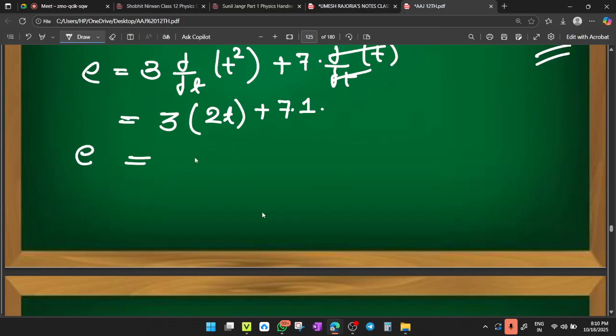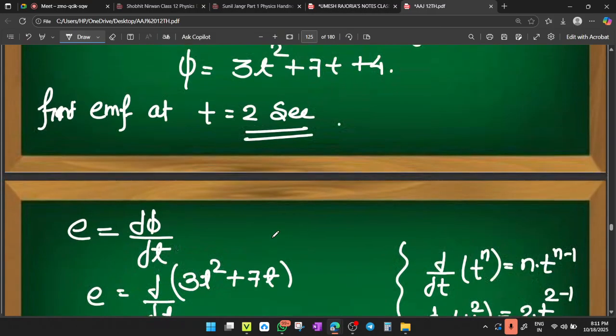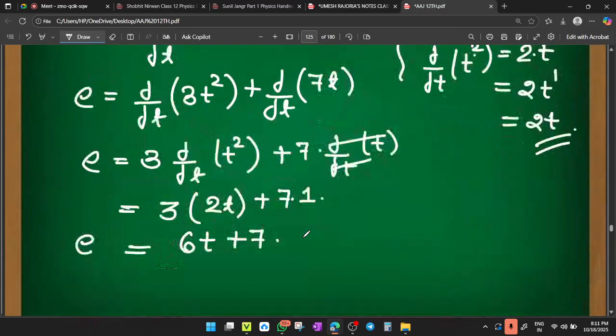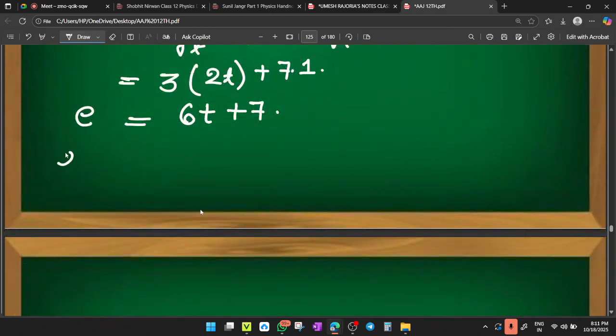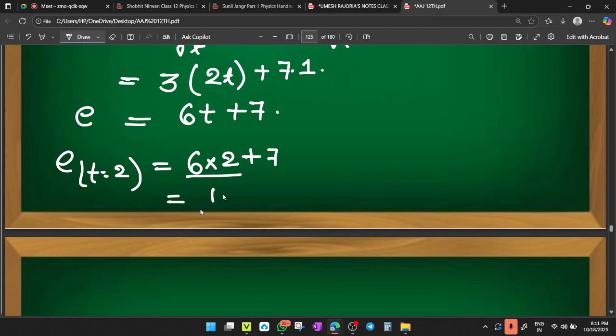So EMF produced equals 6t plus 7. Right. But the question is for the particular EMF at t equal to 2 second. Yes. When the time is 2 second, what will be the EMF? So the answer: E for t equals 2, place the value 2 here. 6 multiplied by 2 plus 7. 6 twos are 12, plus 7. How much is the answer? 19 volt. Yes. So 19 volt will be the EMF. Clear?